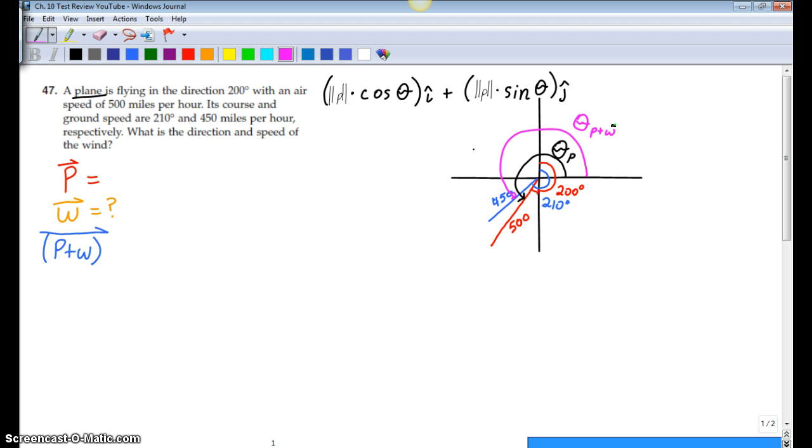So the first thing we're going to do is find theta P and theta P plus W. We'll go down here and do that. Theta for the plane. Well, we know that from here, if you can follow just the cursor, we've gone around a full 180 and then 270. But then we're going to take back these 20 degrees. So again, we're going to start at the positive x-axis, go around 270, but then we have to backtrack 20 degrees, which is 250. Again, from the positive x-axis.